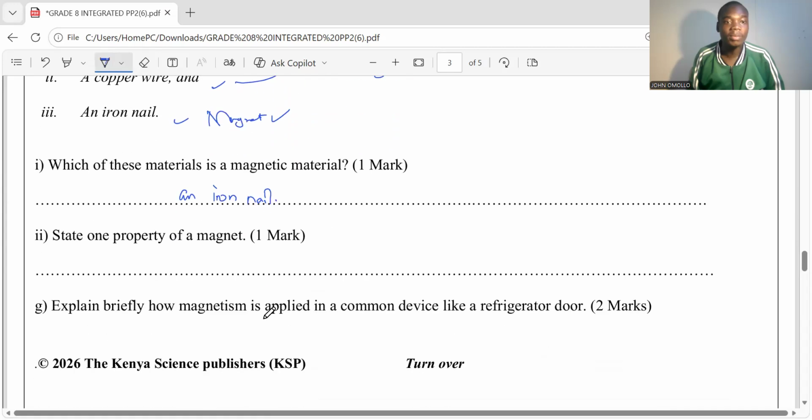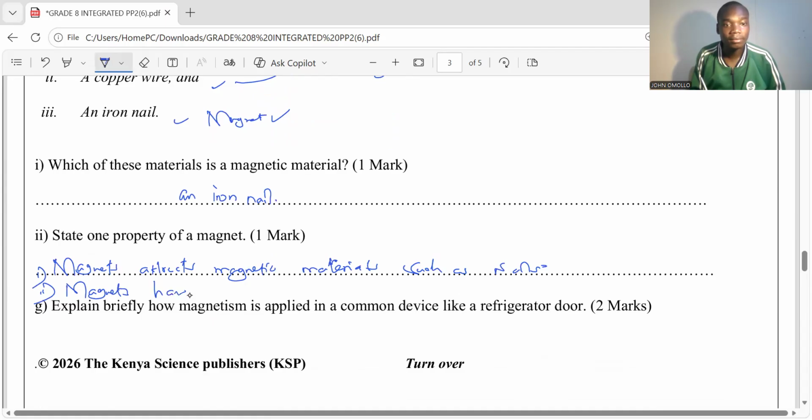Next question, state one property of a magnet. One property of a magnet, we know that magnets attract magnetic materials, such as nails we've seen up there. Number 2 property, which I just want to add, magnets have 2 poles. They have 2 magnetic poles, e.g., north and south pole.